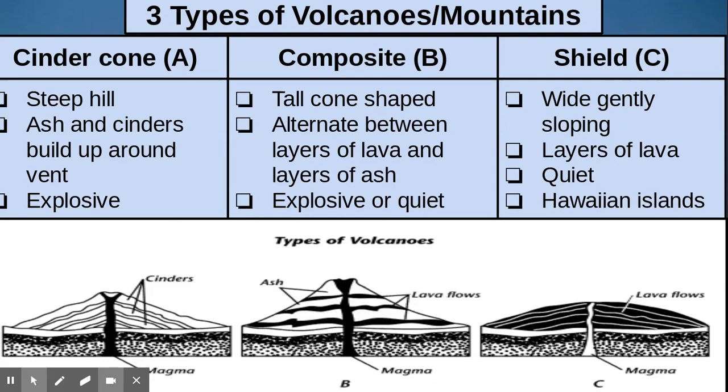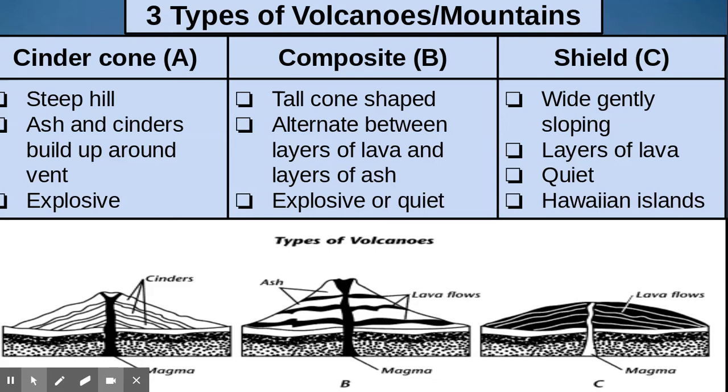So it's wider, it's more gently sloping. So it's one of those quiet eruptions that have the lava flow. So it's not going to be as tall, it's not going to be the explosive. The Hawaiian Islands actually have a lot of shield volcanoes.